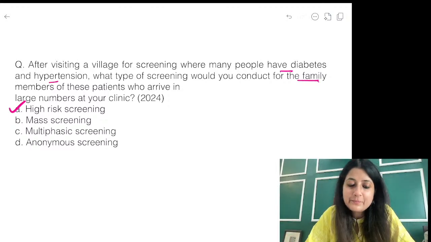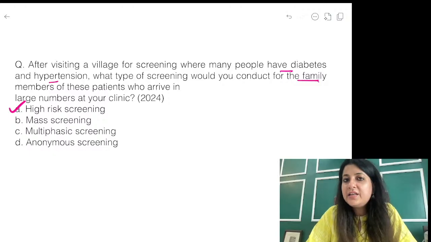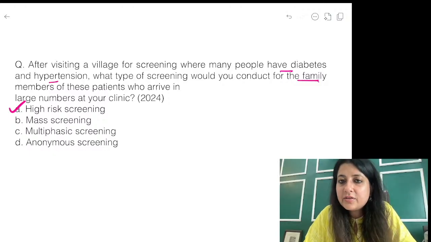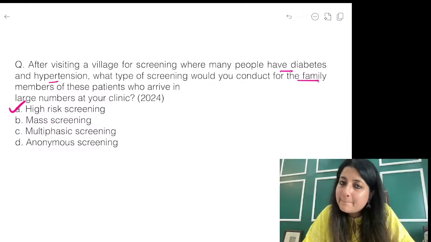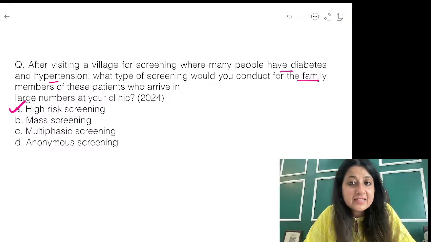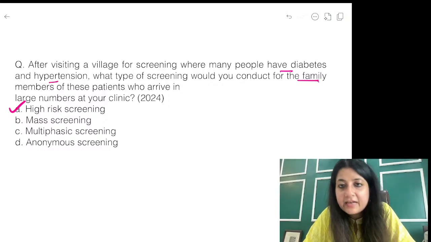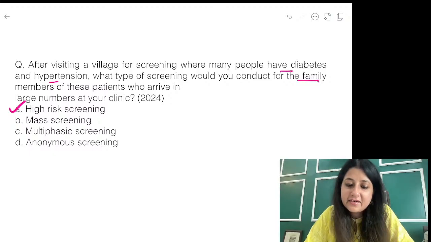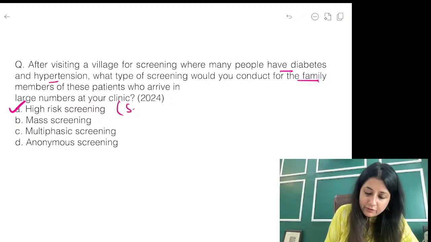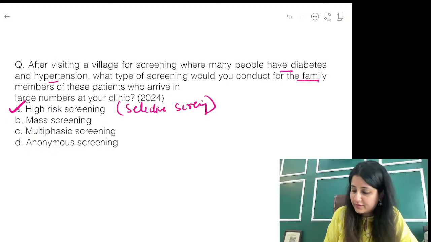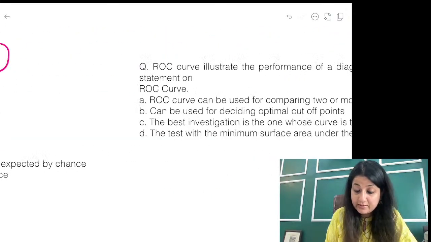Obviously high risk. Okay? If I had said that in a village diabetes and hypertension is a lot, and I am screening everybody, what is that? Mass screening. But if I screen people beyond 60 years in that village, what is that? High risk screening. What is the other name of high risk screening? Selective screening. The other name of high risk screening is selective screening. Okay, don't get caught up in this.